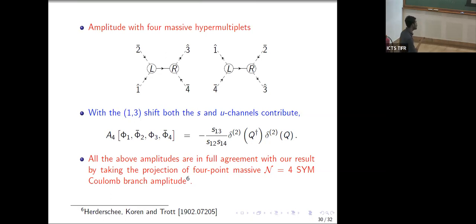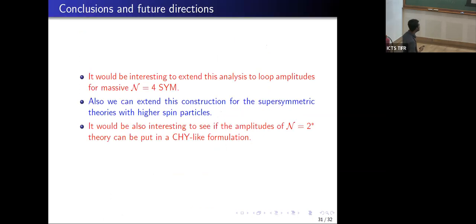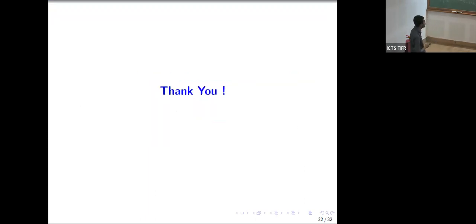So all the above amplitudes are in full agreement with our result by taking the projection of the 4-point amplitude calculated in this paper in the Coulomb branch of n equals 4. The future direction is that it would be very interesting to extend this analysis to loop amplitudes by generalized unitarity cuts to study the massive n equals 4 super Yang-Mills. Also, we can extend this construction to supersymmetric theories with higher spin particles, and it would also be interesting to see if the amplitudes of n equals 2 star theory can be put in a CHY-like formulation. So thank you.